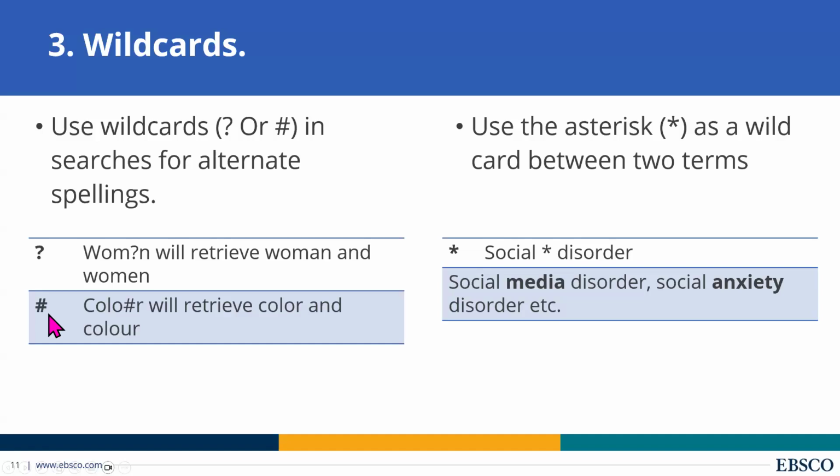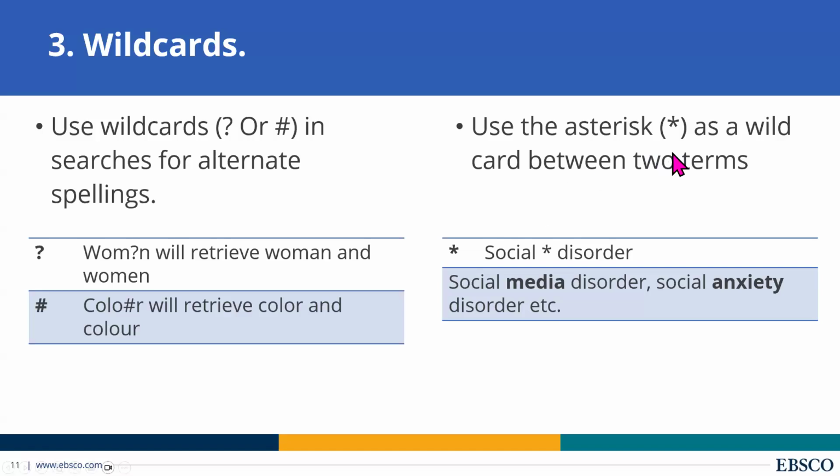The hashtag, on the other hand, is used quite commonly for that alternate character, particularly for British to American spelling, where, for example, terms like colour or behaviour, we include that extra U, that alternate character. So in this case, we type in COLO hashtag R, the system will retrieve the variations, both colour and color, with our alternate character as well. So wildcards include single character question mark or alternate character hash.